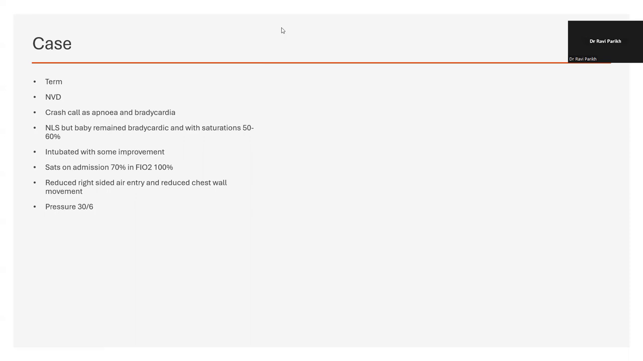I'm going to open this to the group. What does everybody want to do? We can plan for an echo. Ultrasound, that'll take a long time. He's bradycardic and desaturating in 100%. I'm just curious, what does the group want to do? Anybody? Transillumination is negative, but it's not CDH or something.